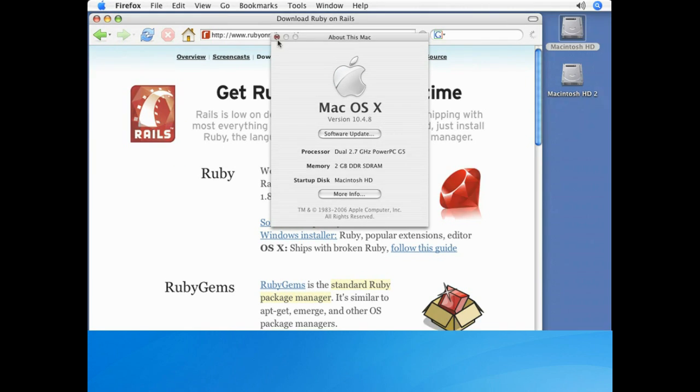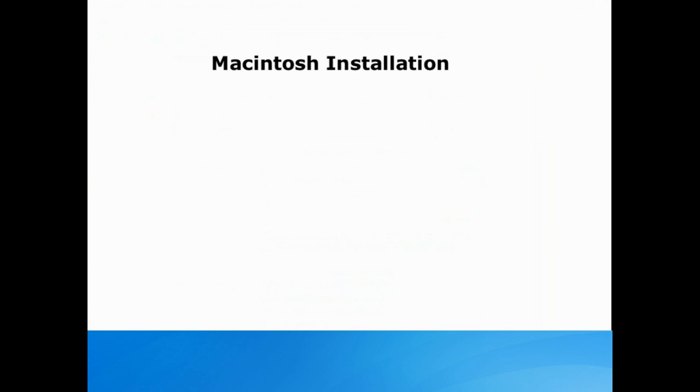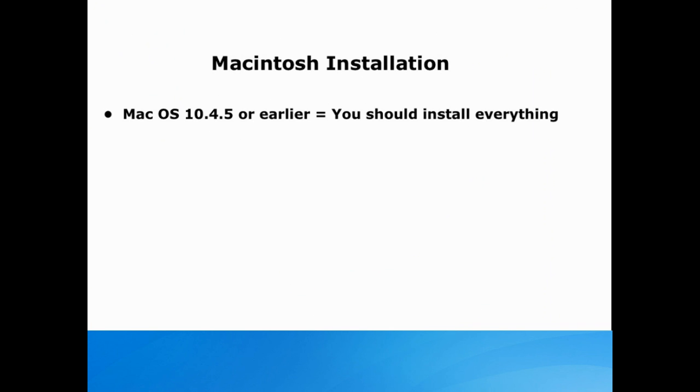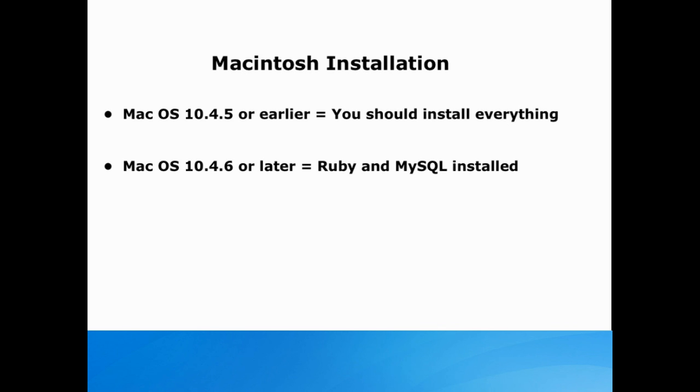You'll also see the software update button below it, and that'll help you to get your operating system fully updated. Now, if you're a Mac user, based on those numbers that we just saw for the version number, there are three possibilities. If you have Mac OS 10.4.5 or earlier, then you're going to need to install everything, and I'm going to walk you through that in the next several movies. If you have Mac version 10.4.6 or later, you're already going to have Ruby and MySQL installed, and you'll just need to install RubyGems and Rails.